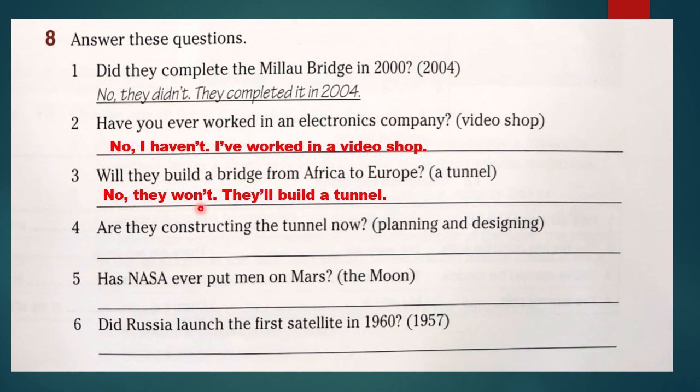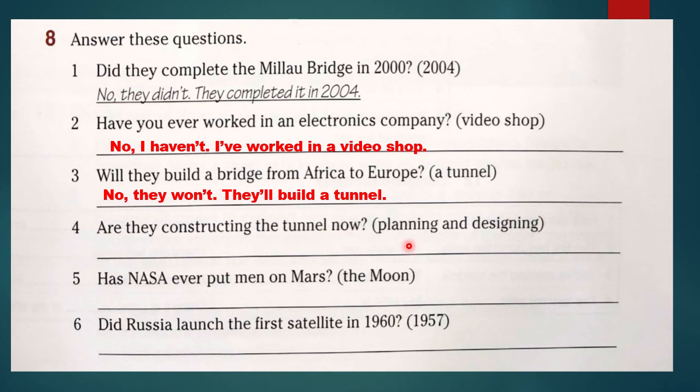So no, they won't. They'll build a tunnel. It's a tunnel. It's not a bridge. So the tunnel we get from here. So no, they won't. They will build a tunnel between Africa and Europe, or to Europe. Okay. Now number 4. Are they constructing a tunnel now?